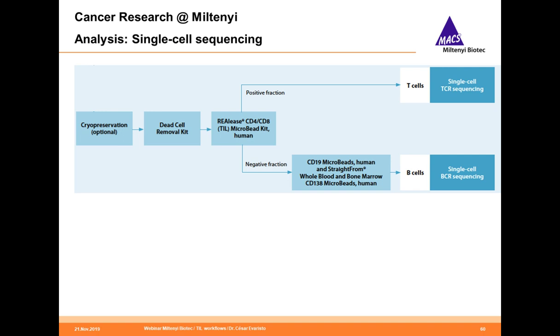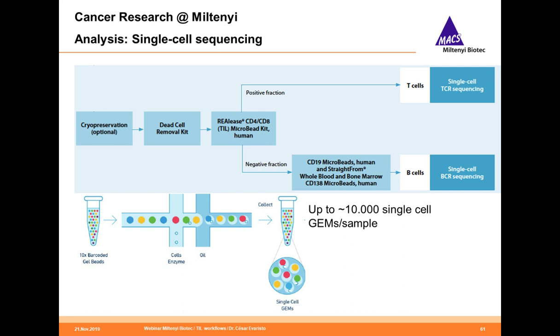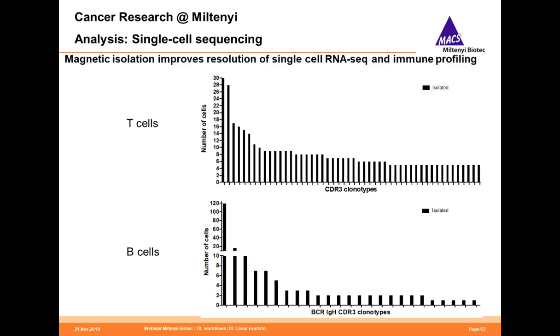This way, we could use the majority of T cells for the T cell analysis and the majority of B cells for B cell analysis. We used the 10x platform, which can generate up to 10,000 single-cell gems per sample. So a direct effect of magnetically isolating the cells of interest is that we greatly increase the frequency of single-cell TCRs and BCRs in our sample, as you can see in this table.